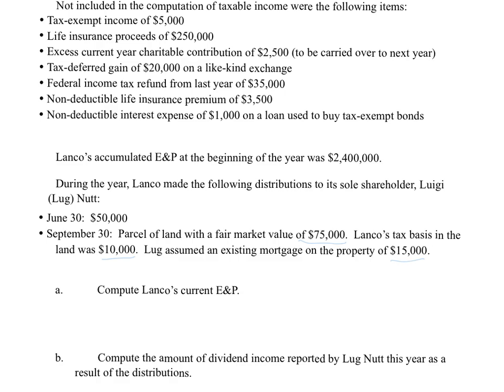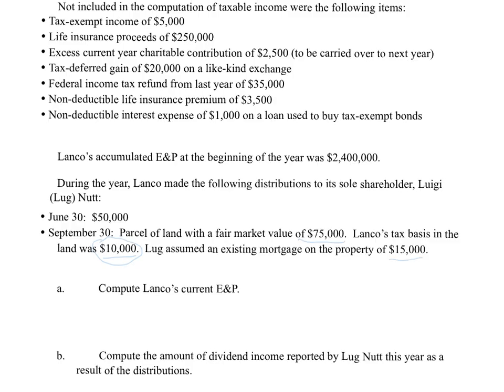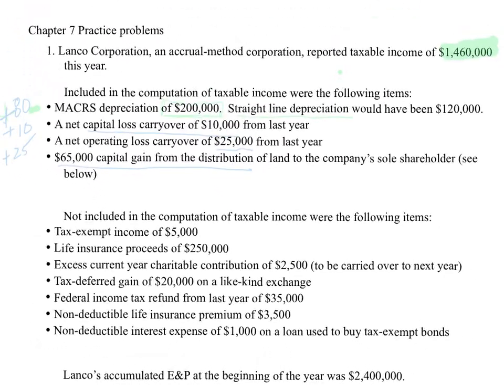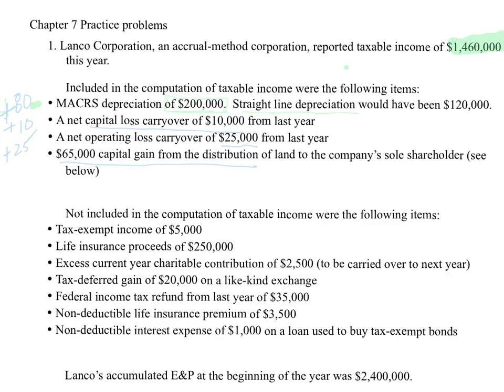So what does that mean? Would they have recognized a gain on this distribution? Yes, they would have. But the gain on that distribution would be the same for tax purposes as it would be for earnings and profits purposes, since the basis for both tax and E&P is the same. All right, so let's come up here and look over here, and I'm going to write no adjustment.